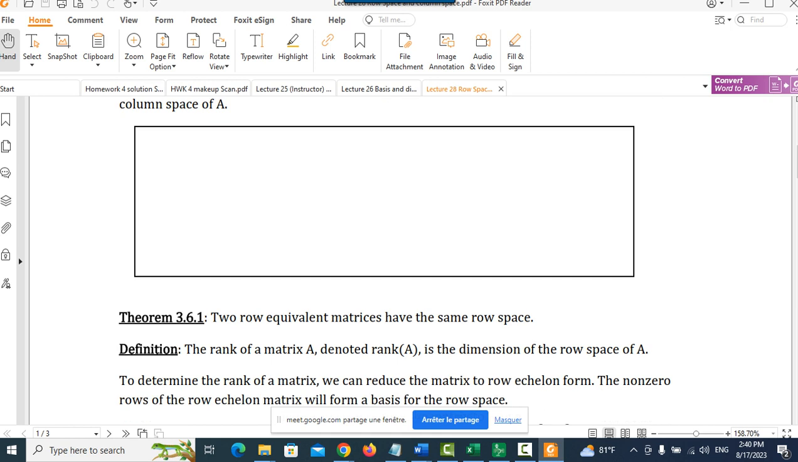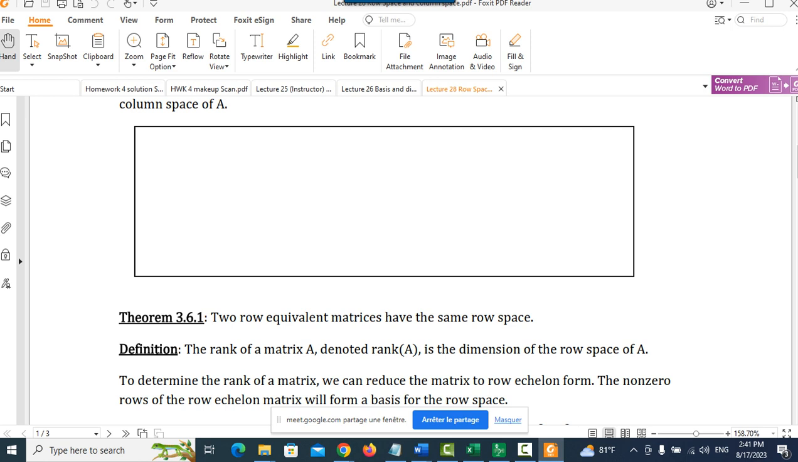Theorem 3.6.1: Two row equivalent matrices have the same row space. So if you have one matrix, you determine its row space, and you have another matrix, you find its row space. You have two matrices, and those two matrices are row equivalent. That means that they have the same row space. Definition: the rank of a matrix A, denoted by rank of A, is the dimension of the row space of A. The dimension of your row space of A is your rank.